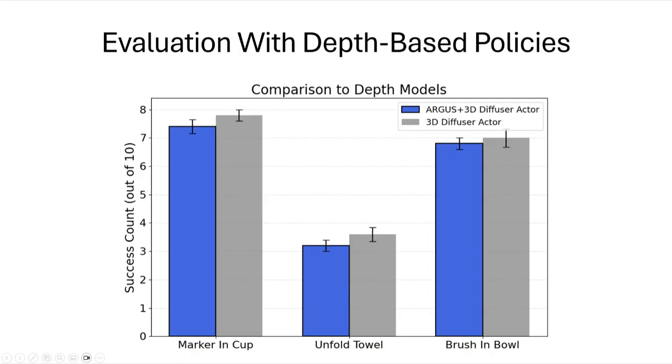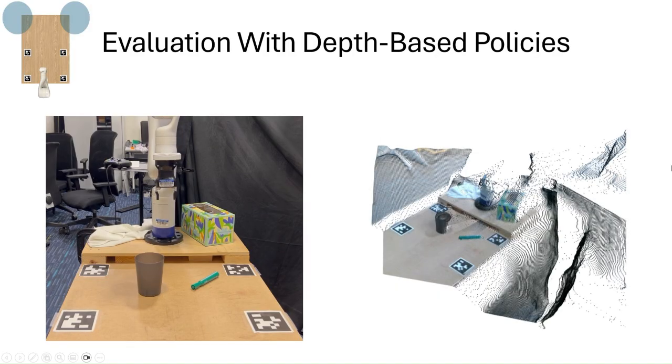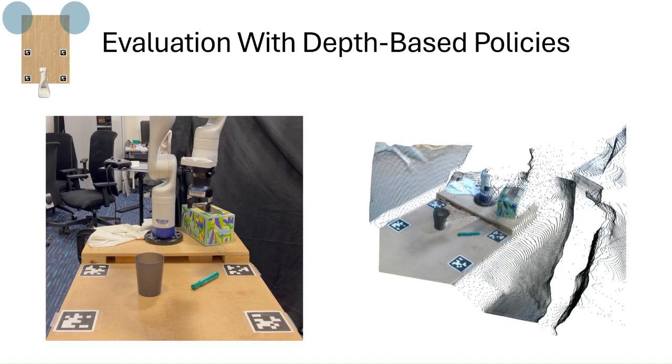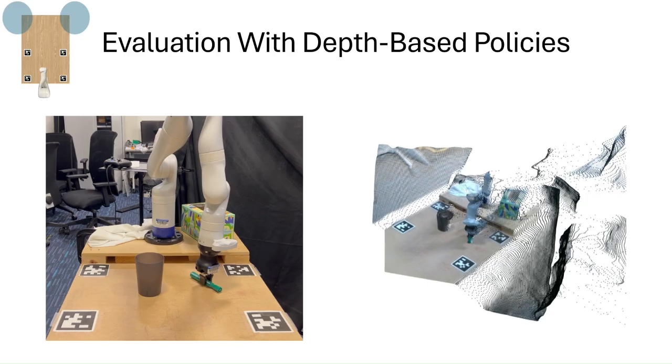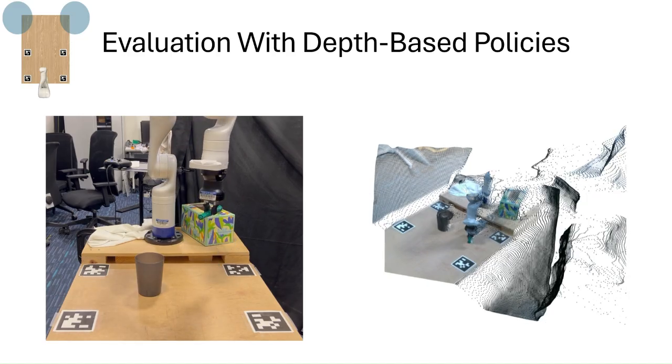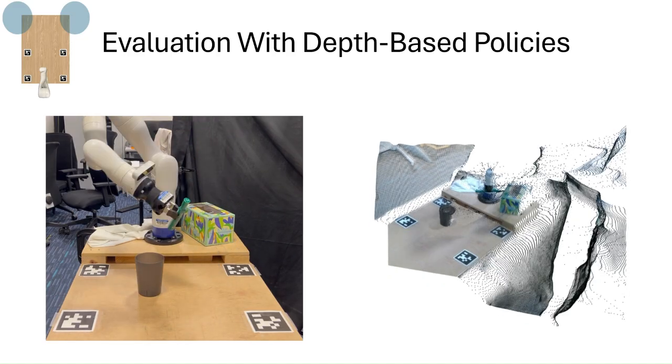Finally, we compare ARGUS against 3D diffuser actor, a well-established 3D robot policy, to evaluate whether ARGUS matches the robustness of 3D methods that are inherently invariant to viewpoint changes. We observe competitive performance as seen in the bar graph here. To better understand this competitive performance, we visualize the point cloud produced by ARGUS's 3D vision model. As shown, it captures strong geometric structure, which helps explain its comparable performance with methods that use direct depth sensing.